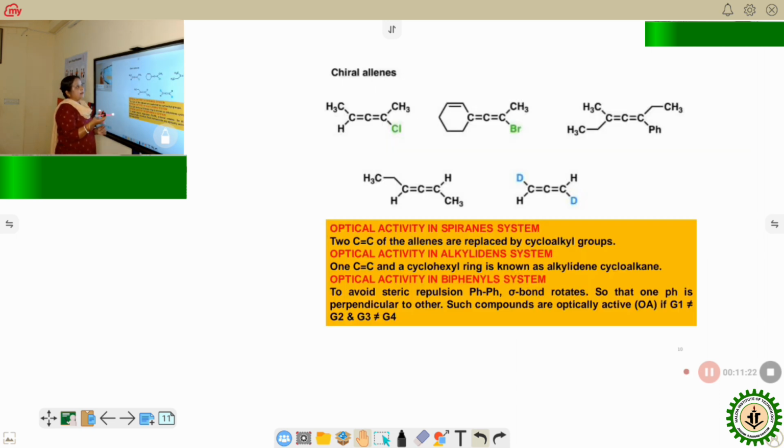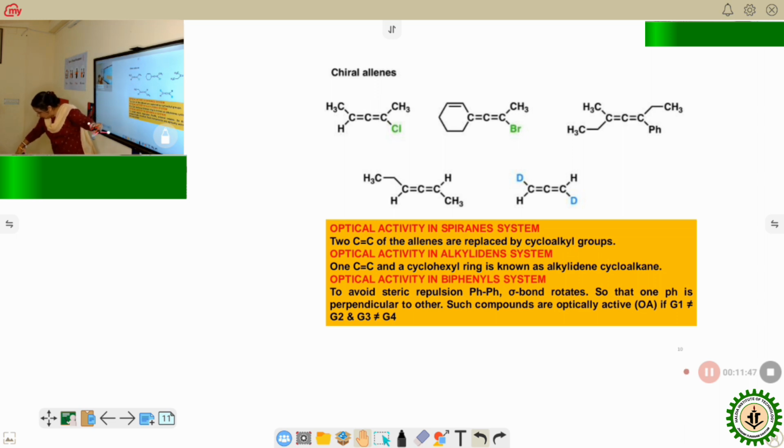Or in other words, this compound has no symmetry present: no plane of symmetry, no center of symmetry, etc. We cannot divide this compound into two equal halves, so it has no plane of symmetry, no center of symmetry, and no alternating axis of symmetry in the compound. Therefore this compound is optically active.